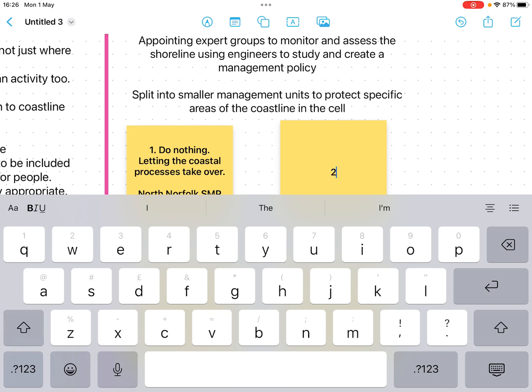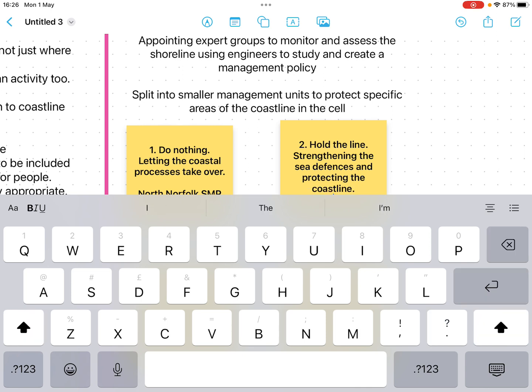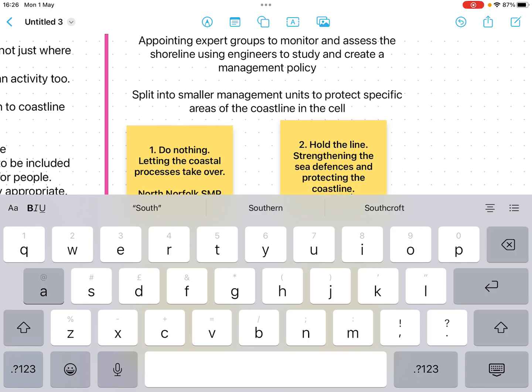The second option that we've got is usually the most common that we see, and the one that most people think should be happening, and that's called hold the line. Hold the line involves basically strengthening the sea defences and protecting the coastline. We are keeping that exactly where it is. We are protecting our coastline, and our example of that is Southsea. The Southsea Shoreline Management Plan, also called the Coastal Defence Scheme, that we keep going on about, they are holding the line and they are protecting the southern coast of Portsmouth.